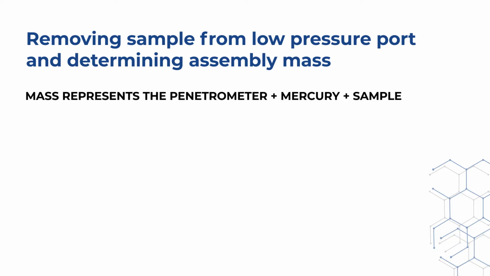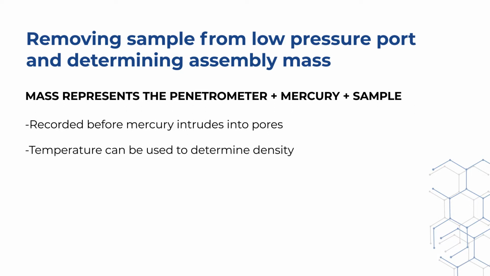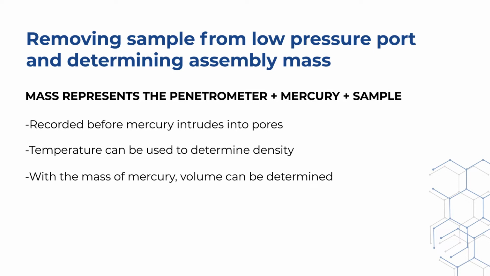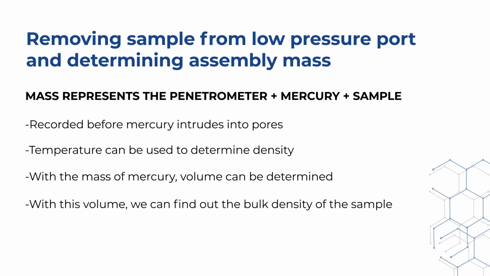This mass represents the mass of the test portion of the penetrometer and of the mercury that was loaded into the penetrometer at the beginning of the low pressure analysis. This is generally before the mercury intrudes into the pores of the sample material. The temperature of the mercury can be used to determine the mercury density, and with the mass of mercury surrounding the sample, the mercury volume can be determined. Knowing the calibrated empty penetrometer volume and the mercury volume surrounding the sample, the volume of mercury displaced by the sample prior to intrusion is the bulk volume of the sample. Along with the sample mass, this allows calculation of the bulk density of the sample.